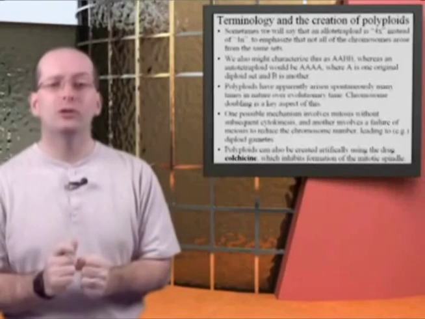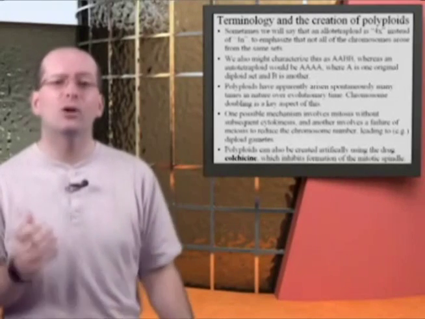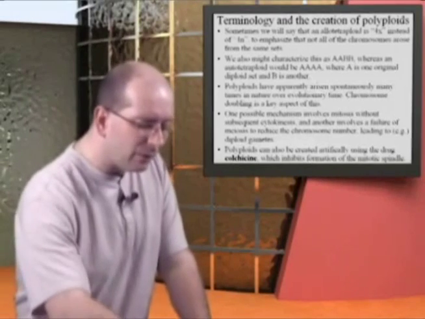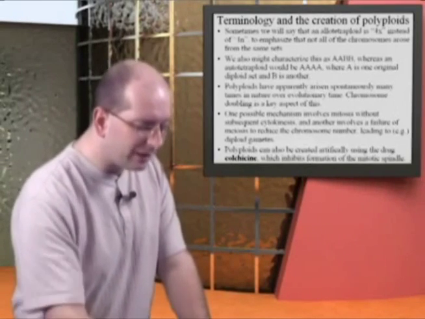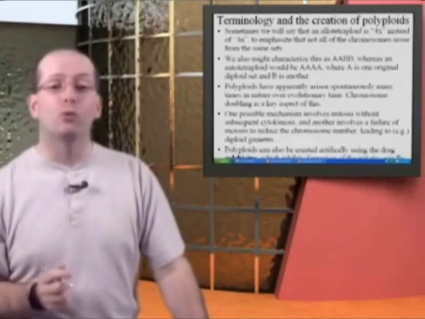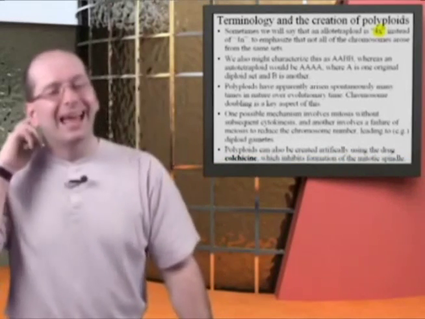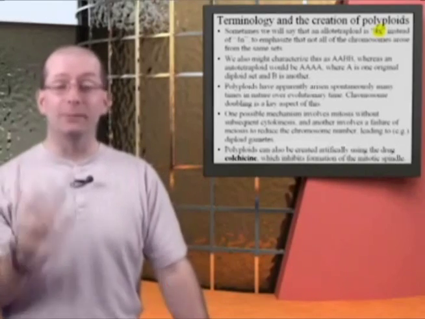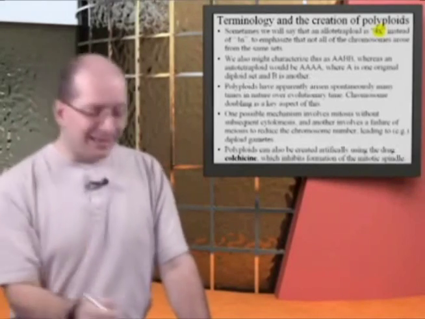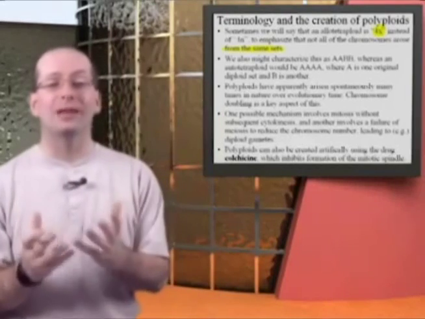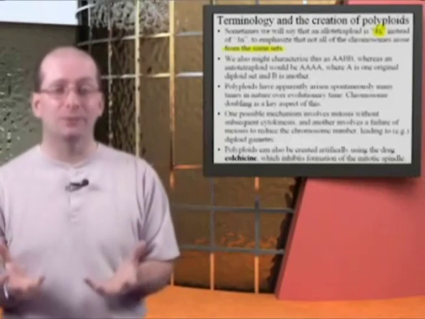A couple other things we need to cover here. Some terminology, make sure we understand this, and also how does this creation of polyploids happen? Well, one thing I want to tell you guys is that sometimes instead of calling it tetraploid 4N, we'll use the terminology 4X. X is sort of the same idea as N, it means one set, but the idea is we want to emphasize that not all the chromosomes arose from the same set. It's not that they're all identical.